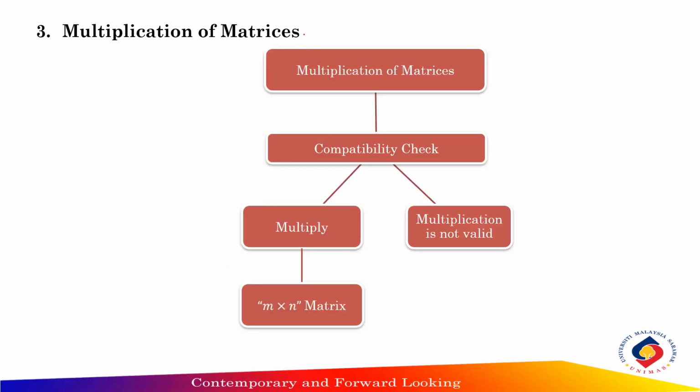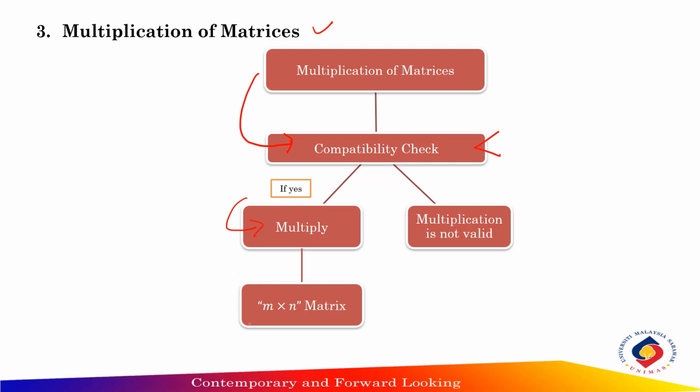Next is case number 3, multiplication of matrices, and in this case we consider multiplication of 2 matrices only. Before we continue the process, the first step is we need to check the compatibility of the 2 matrices involved in this operation, and I will show you later on how to check the compatibility of 2 matrices.